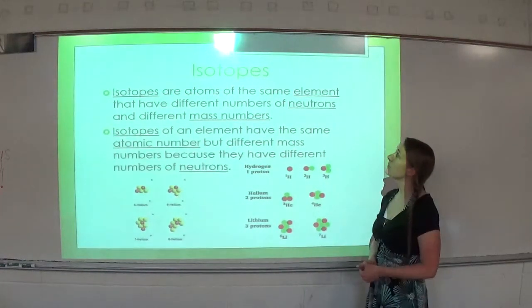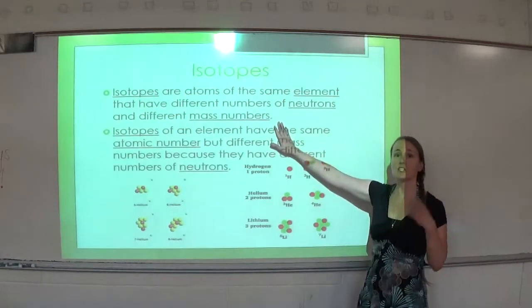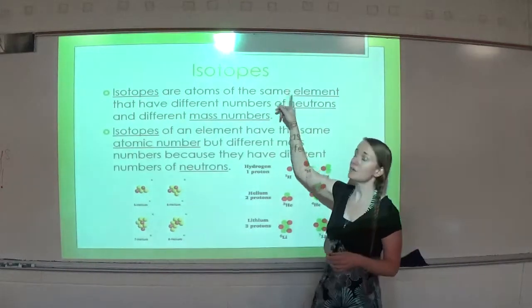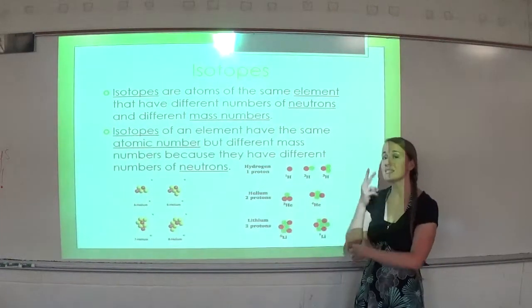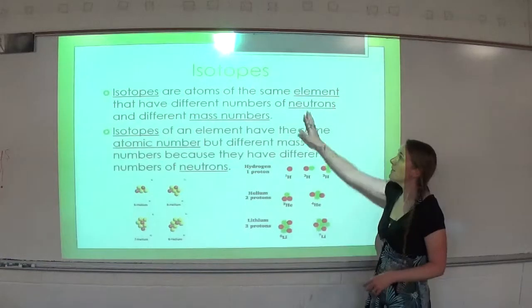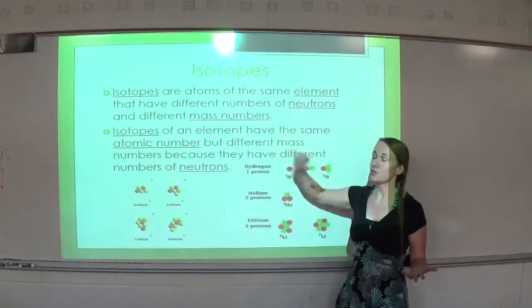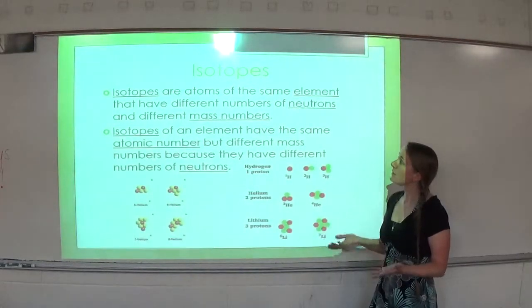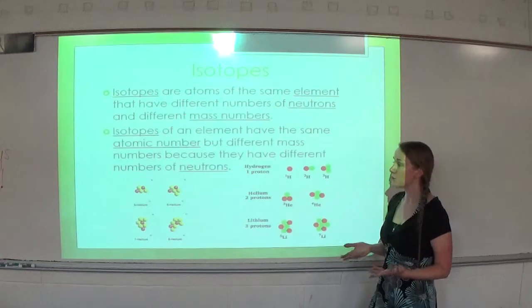Isotopes are atoms of the same element that have different numbers of neutrons and different mass numbers. Because they're the same element, they have to have the same number of protons. If we're talking about helium, like on the previous slide, it still has to have 2 protons, but it has different numbers of neutrons. And because the neutrons are different, the mass numbers are going to be different. Isotopes of an element have the same atomic number, but different mass numbers because they have different numbers of neutrons.